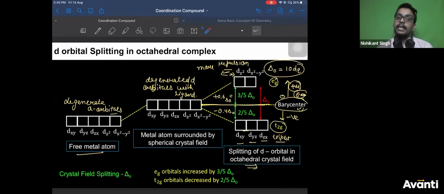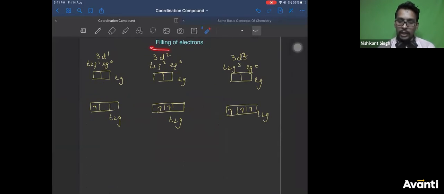Yes, Ganesh, in the initial photo, it was tetrahedral. This is octahedral we are discussing. Alright. So then we went on to filling of d electrons. If you have one electron in 3d, it will definitely fill in T2G. Why will it fill in T2G, not in EG? Because it has lower energy. Lower energy orbitals are filled first, the Aufbau rule.